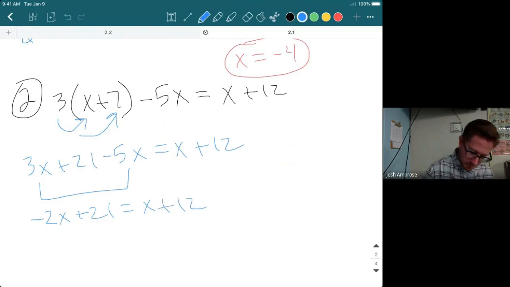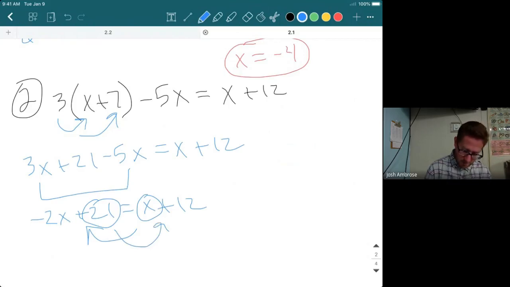Okay, now what I would do is I'm going to take this x, I'm going to bring it over here, but I'm going to take the 21 and I'm going to bring it over here. And let's go ahead and rewrite what that would look like once we do that, because we want to have all the like terms on the same side. So all the x's on one side, all the constants on the opposite side.